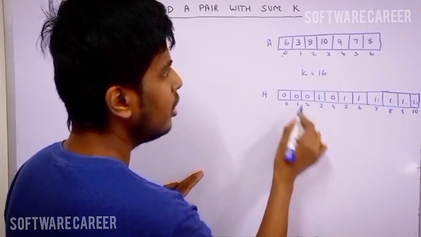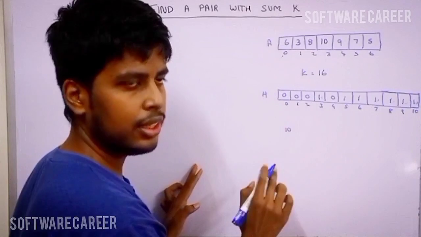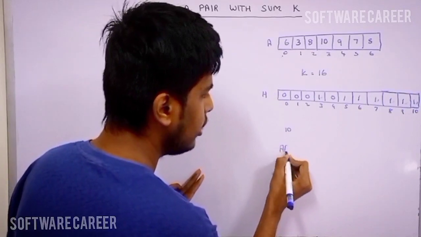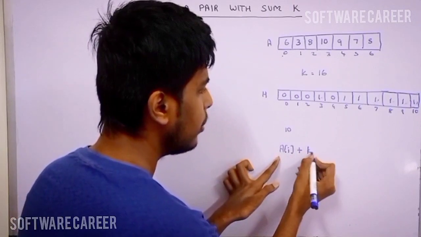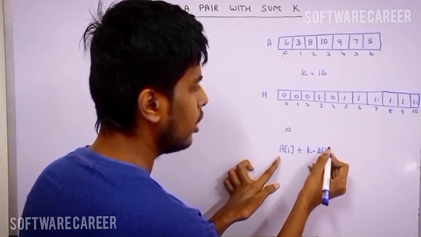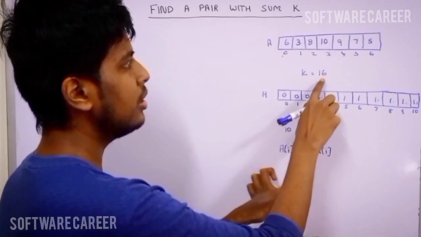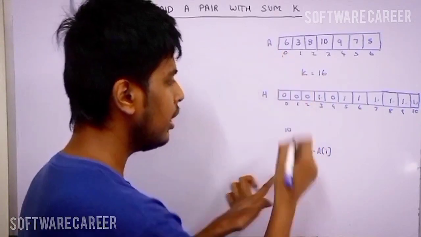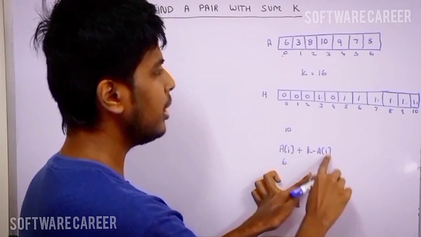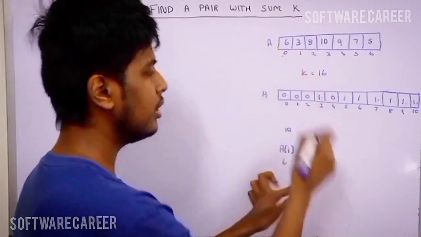So what is the pair? The pair is 6, that is a of i, and k minus a of i. What is this k minus a of i? 16 minus 6, that is k minus a of i, that is 10. So a of i is 6, then k minus a of i is 16 minus 6, that is 10.